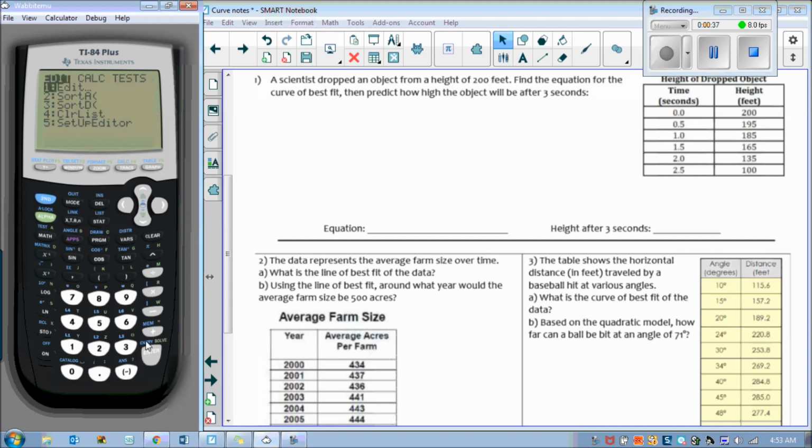So I'm going to edit my 2 lists. You can clear the entire list by just going up to list 1 and then hitting clear. Don't hit delete, otherwise the entire list goes away. You're going to hit clear. And then type in 0, 0.5, 1, 1.5, 2, 2.5, and then all of the heights.